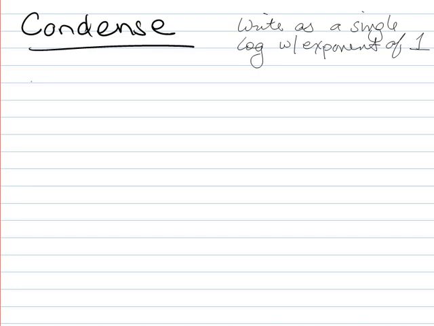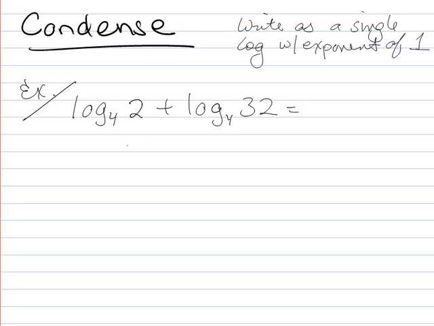So we've got something like log base 4 of 2 plus log base 4 of 32. So now we're going to condense this. Now I kind of gave you a little bit of a heads up about this earlier in the lecture when we were dealing with the quotient rule, but now you've really got to do it.